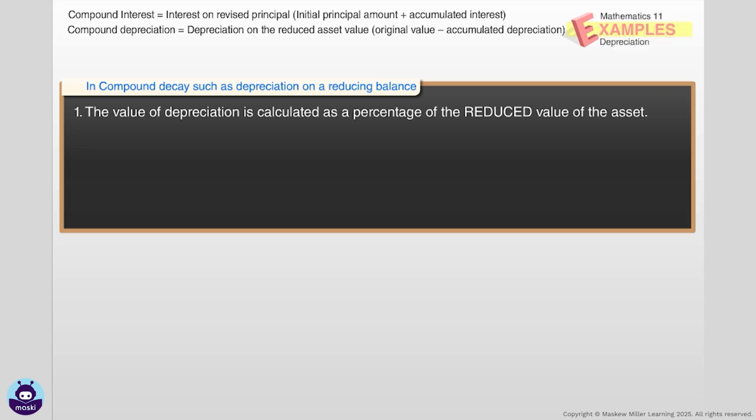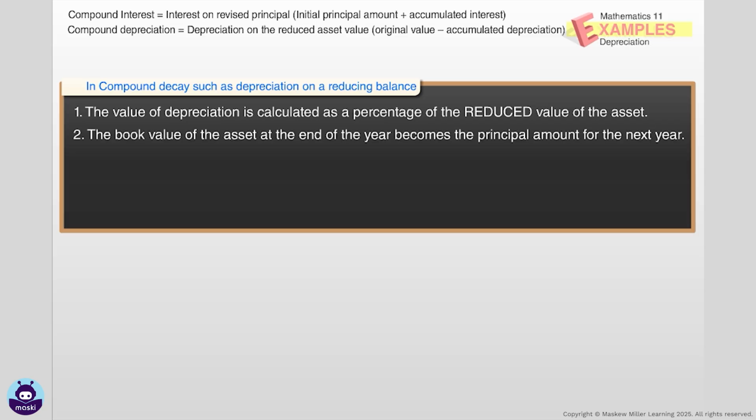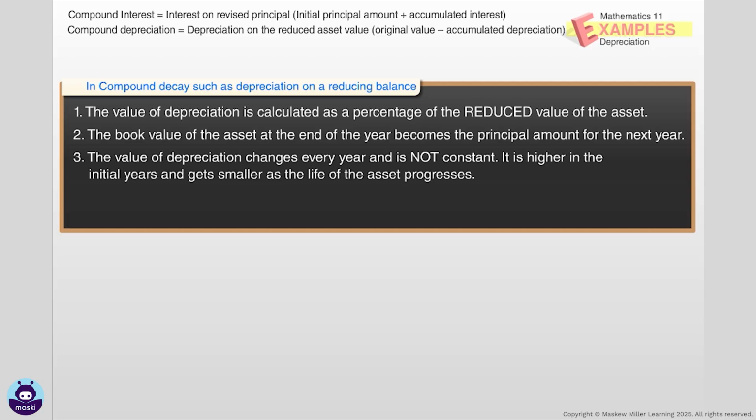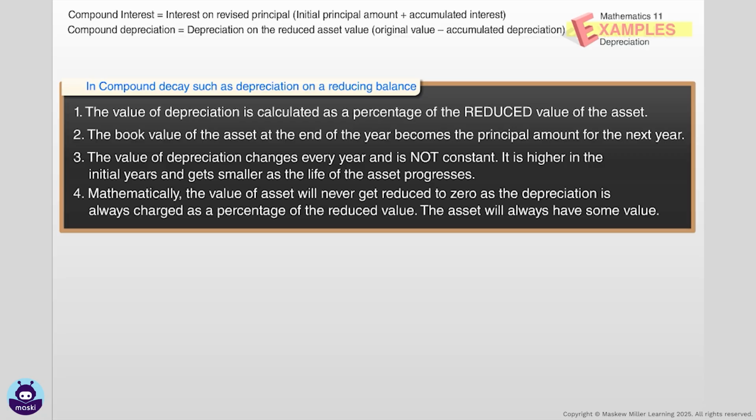In compound decay, such as depreciation on a reducing balance, the value of depreciation is calculated as a percentage of the reduced value of the asset. The book value of the asset at the end of the year becomes the principal amount for the next year. The value of depreciation changes every year and is not constant. It is higher in the initial years and gets smaller as the life of the asset progresses.